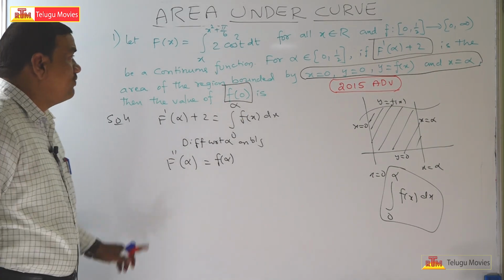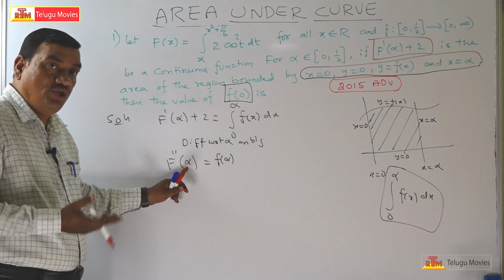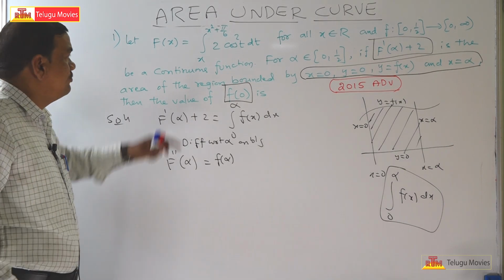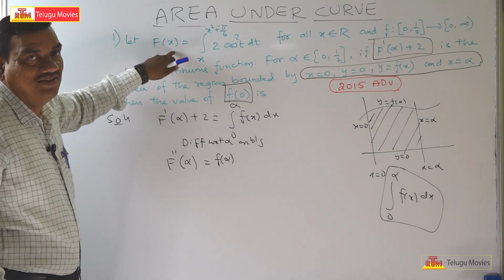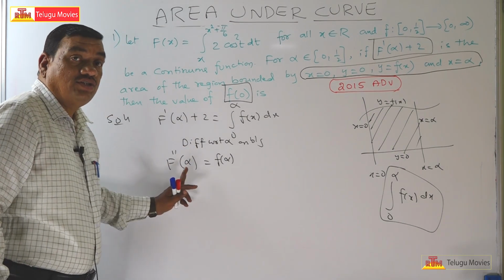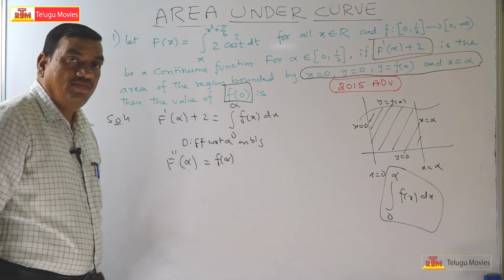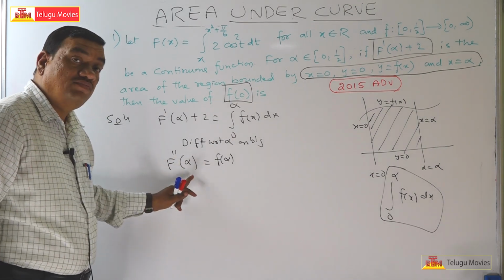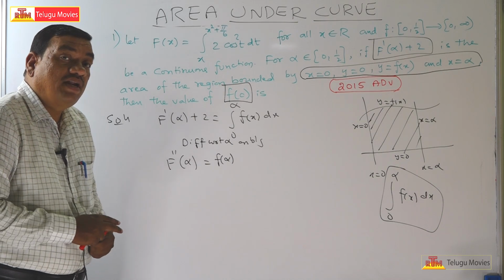f of 0 is what we want, that is, f double dash of 0. Then how to get f double dash of 0? Let us see this function. This is the function. Now, capital F double dash of alpha is equal to small f of alpha, and we want f of 0, that means F double dash of 0. How to get F double dash of 0?